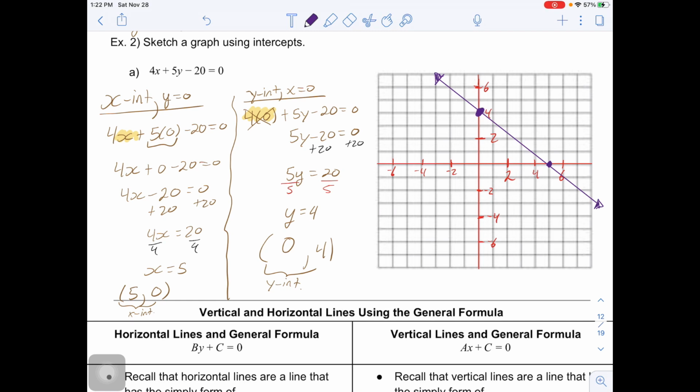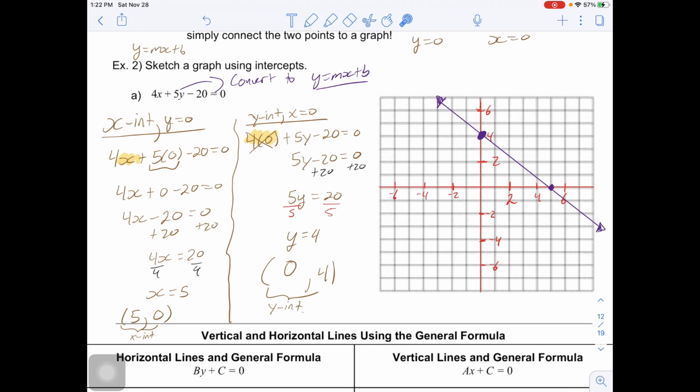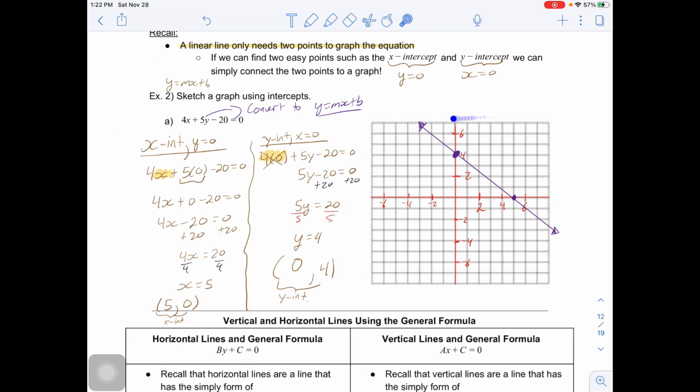Okay. Another way you could have done this is convert to y equals mx plus b, and then solve for that. And you would get the exact same answer. But it's also important to note, how do you graph given a general form? When you're given general form, you have to solve for some points that exist on the graph. So in this case, use really easy points like x-intercepts and y-intercepts. Okay, so hopefully that made sense.